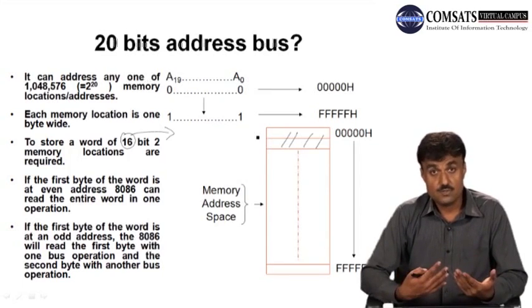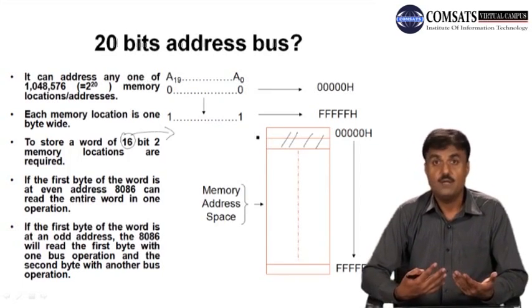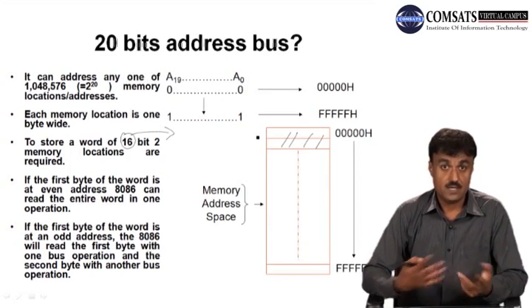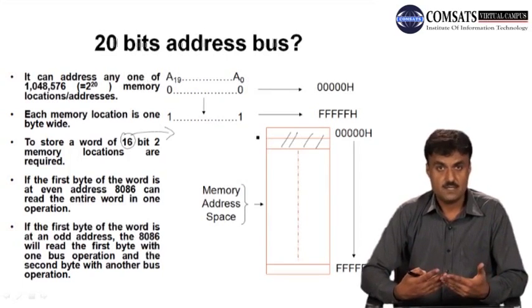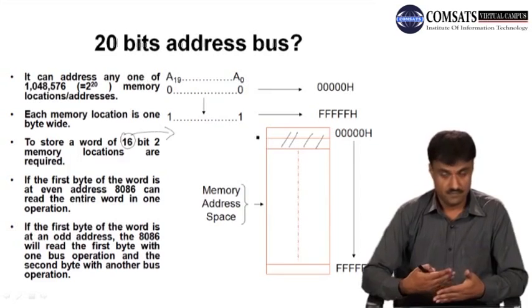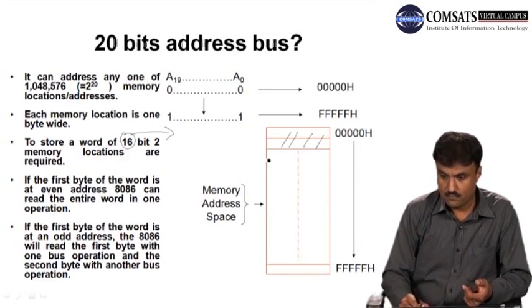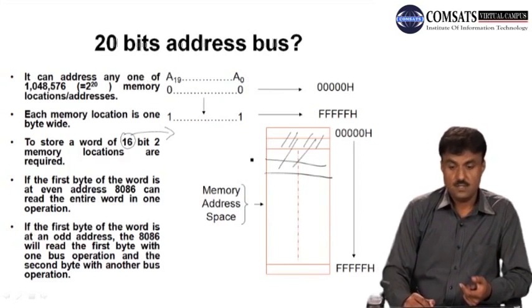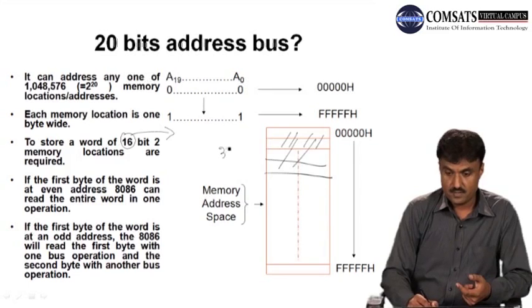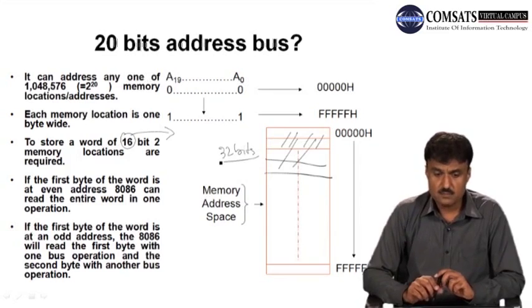How they are stored, or in what format they are stored in 2 bytes, that's another discussion. But 32 bits will be stored in 4 locations here. So these 4 consecutive bytes will be used to store 32 bits. Okay, so for a word whose first byte is at an even address, the 8086 can read the entire word in one operation.